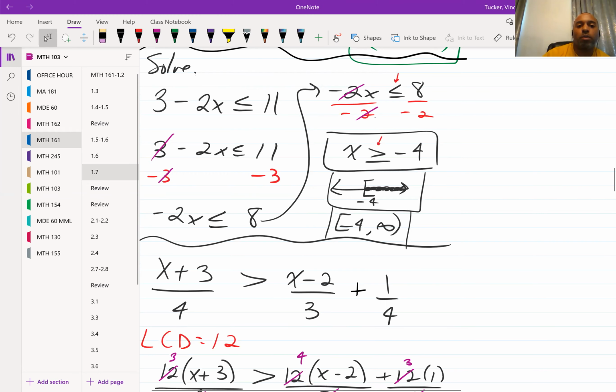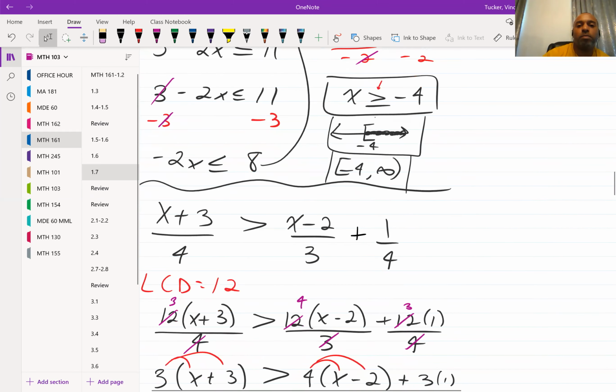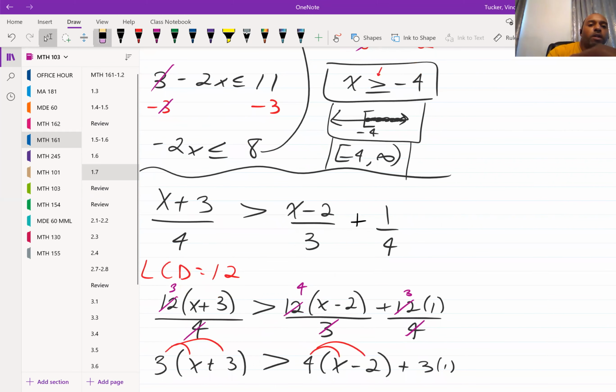All right, can I scroll up on the other problem? All right, so I will multiply both sides, or in other words, each numerator by 12. So we have 12 times x plus 3 over 4, 12 times x minus 2 over 3, 12 times 1 over 4.